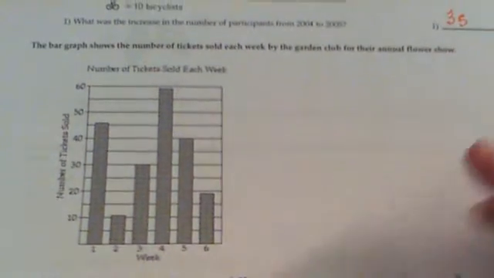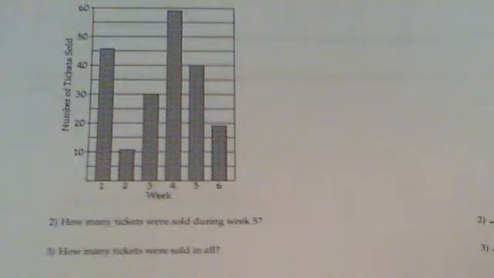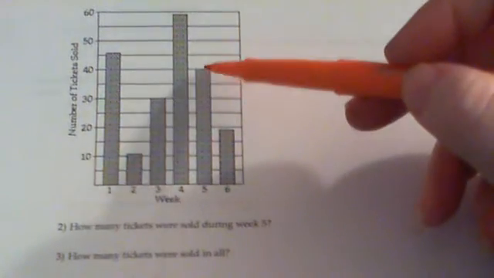Problem number 2. They give you a bar graph and they want you to say how many tickets were sold during week 5. So we find week 5 and we travel up and we see that there were 40 tickets sold during week 5. So I can write that in. And then the next one says how many tickets were sold in all. In order for us to figure out how many were sold in all, we have to find out how many were sold in each week.